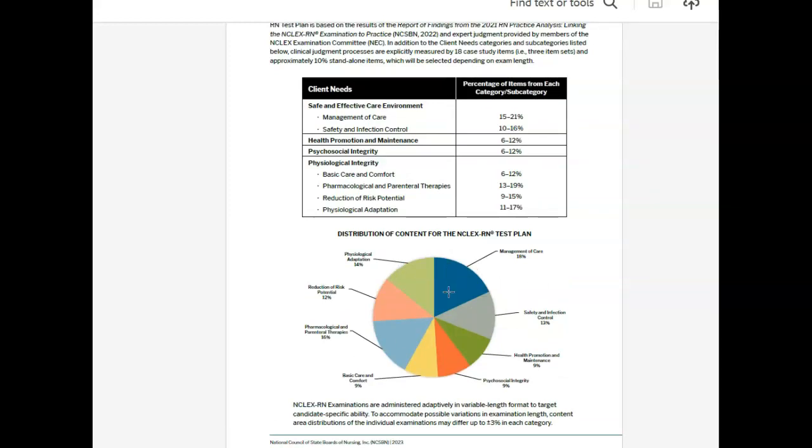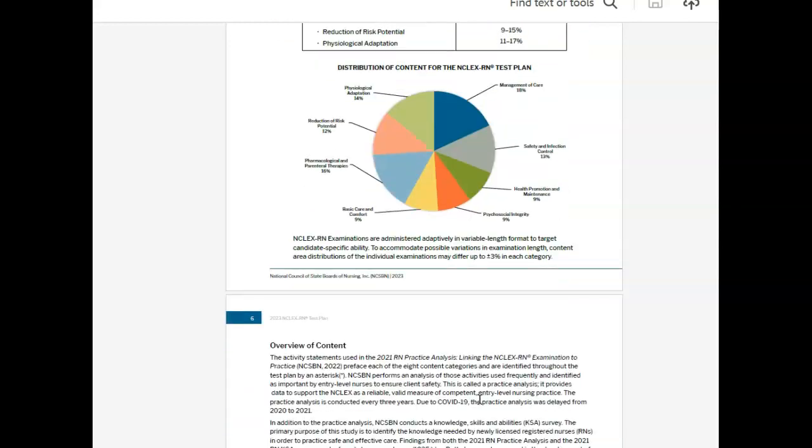The distribution of content is here, and it diagrams it out for you and shows you that management of care is a big portion of it. That is the majority, at 18%. That's the highest percentage. Next in line is pharmacological and parenteral therapies at 16%, reduction of risk 12%, physiological adaptation 14%, safety and infection control 13%, health promotion and maintenance, which is more teaching, 9%, and then psychosocial also 9%, and basic care and comfort 9%. So you can see how that's divided out.